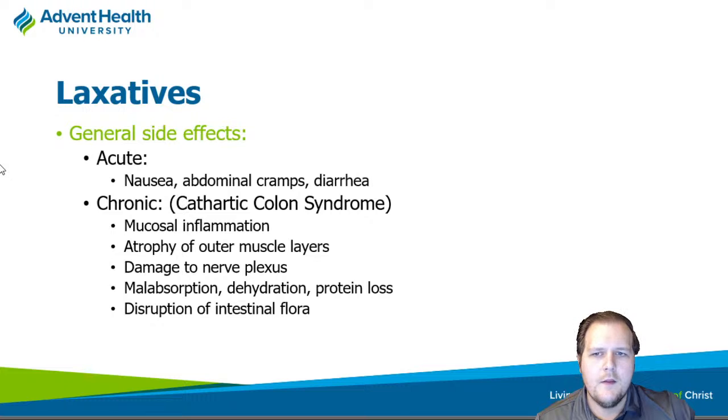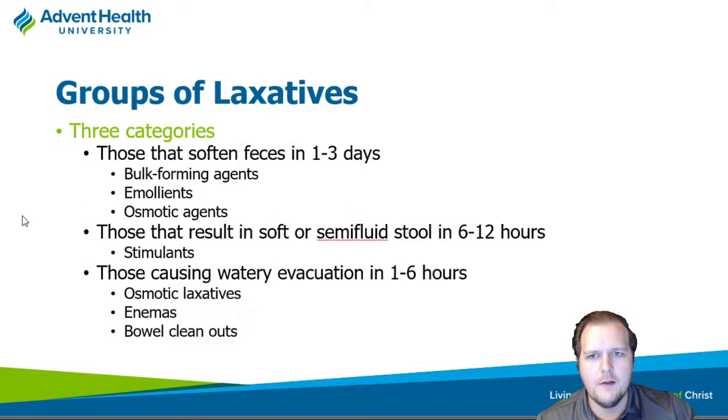Anyway, one of the other things you want to watch out for with chronic use of laxatives is something called cathartic colon syndrome. This is seen with patients who are chronically utilizing these laxatives. Basically, if they're using this all the time in order to have defecations, they can actually cause damage over time. So you can have things like mucosal inflammation. You can cause atrophy of the outer muscle layers, nerve damage, all kinds of things like that. So you want to make sure the patients are really using this only when needed, instead of this being the sole thing that helps them to have a bowel movement.